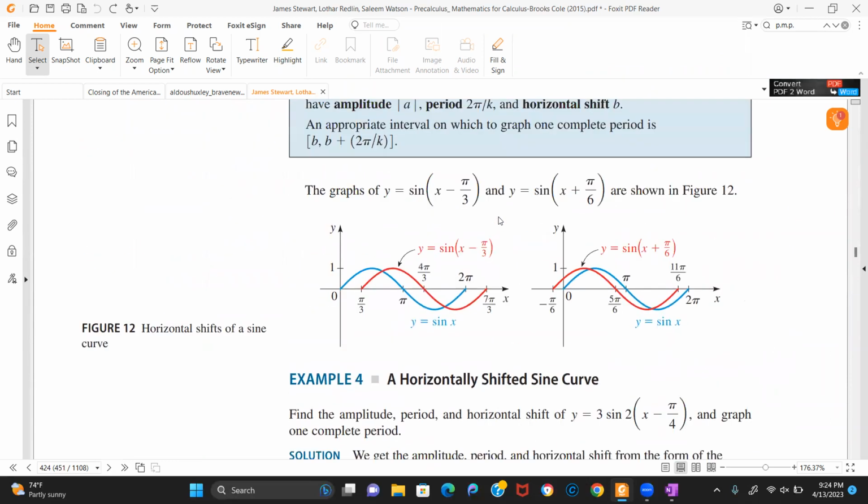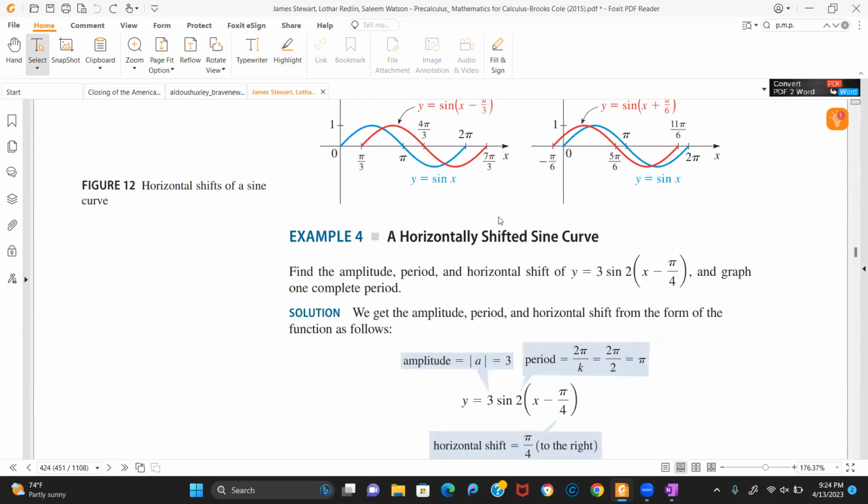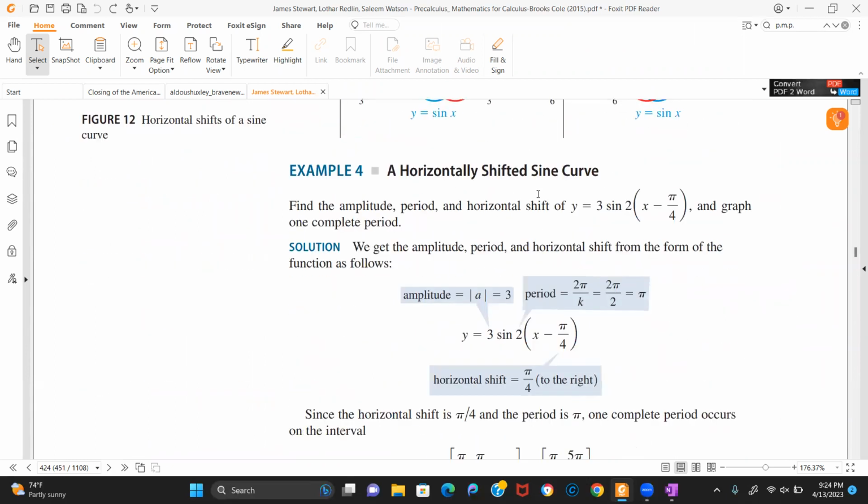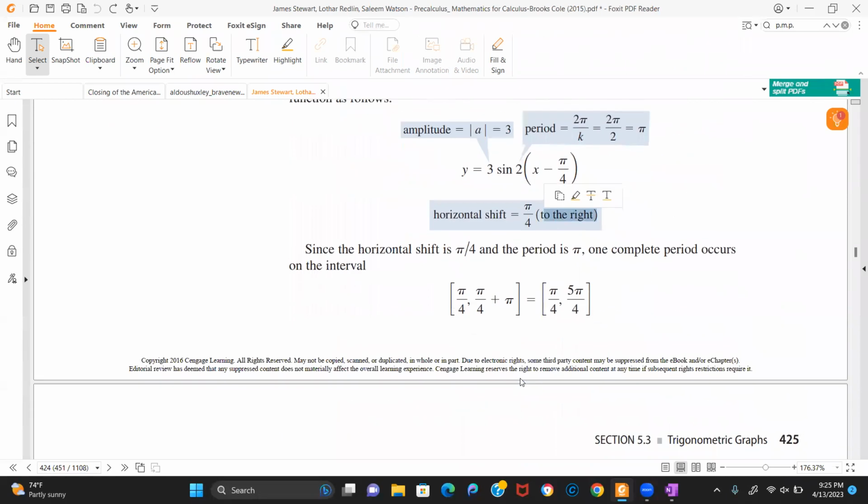All right, I guess we'll just quickly work through four. So you have this function right here: 3 times sine of 2 times x minus pi over 4. So the amplitude is the absolute value of 3, it's just 3. And the period is going to be 2 pi divided by 2, which is pi. And then notice it's minus pi over 4, so that means we're shifting. It's going to be a horizontal shift to the right by pi over 4 units.